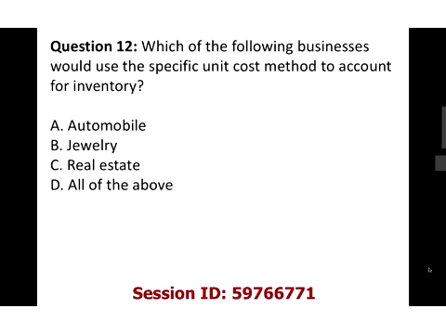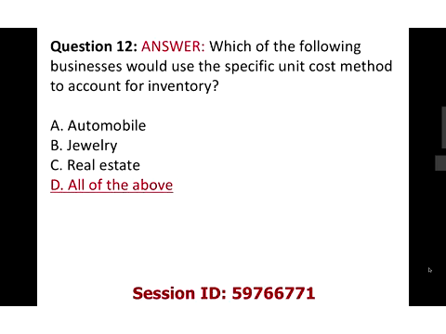Okay, last chance to get your answer in. Again, specific unit can only be used with high cost items that can be uniquely identifiable. As we go through this list, automobiles have serial numbers and are high dollar. Jewelry, high-end jewelry, is uniquely identifiable and it's high cost. Real estate, everything has a parcel number and real estate's expensive, or all of the above. So last chance to get your answer in. Okay, and it is all of the above.